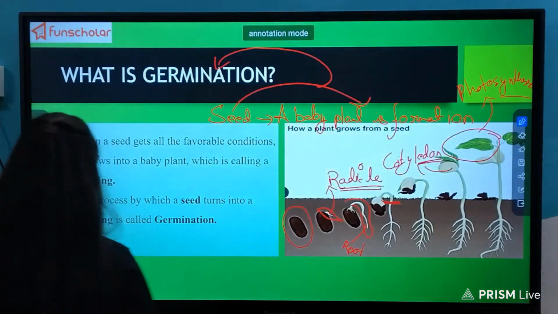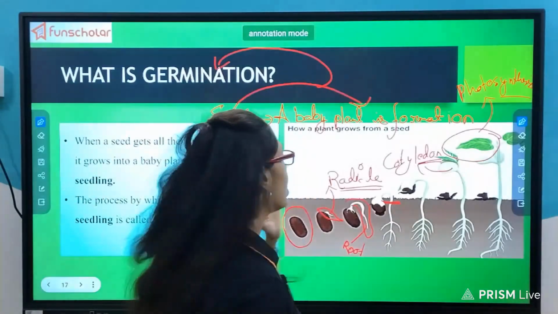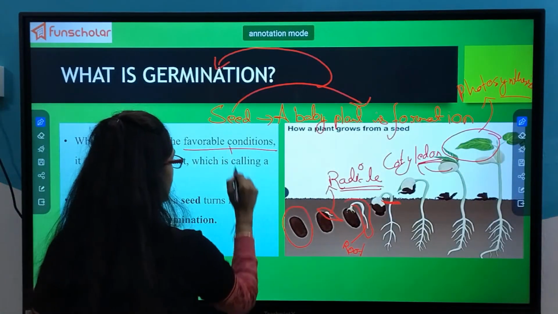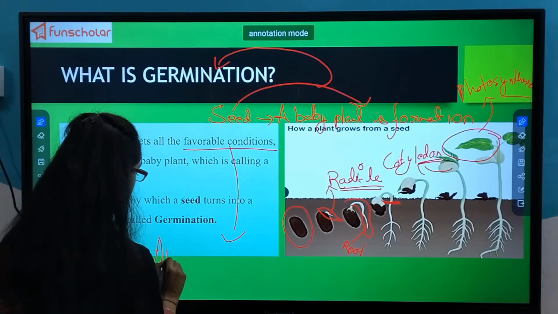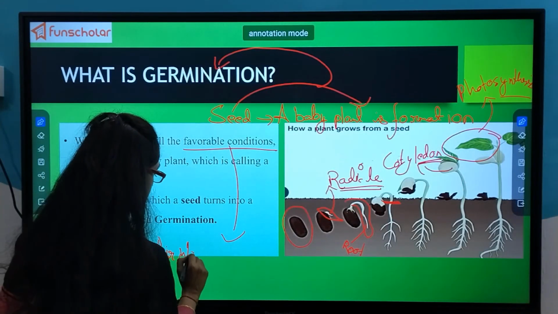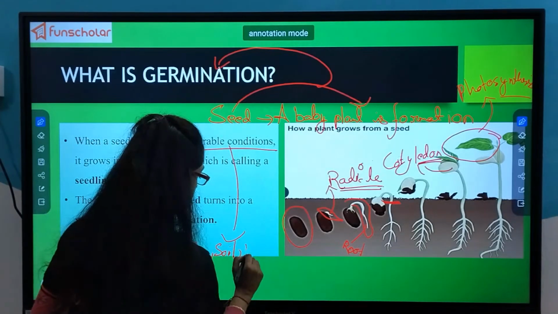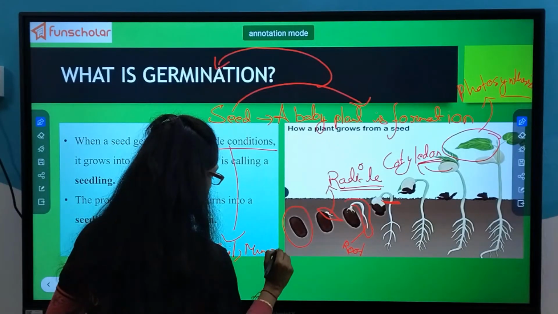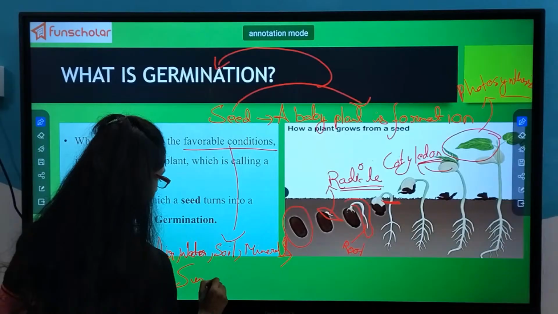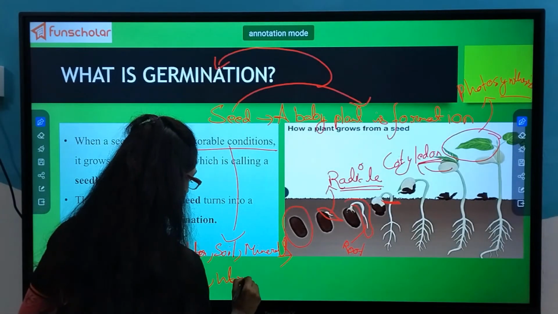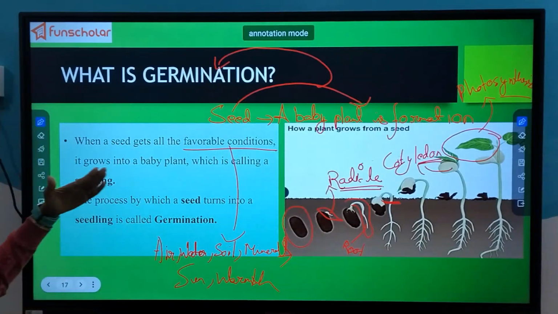So let us read. When a seed gets all the favorable conditions, and what are those favorable conditions? Again, just repeat with me. Right amount of air, water, soil, minerals, sunlight, and warmth. If all these conditions are fulfilled, what will happen?